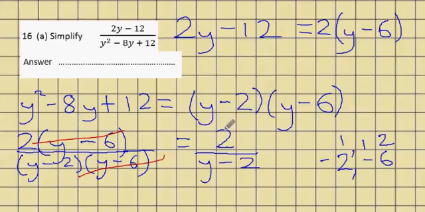I can't simplify that anymore, so I've fully simplified it, which is what I was asked to do in the question. So my final answer is 2 over y - 2.